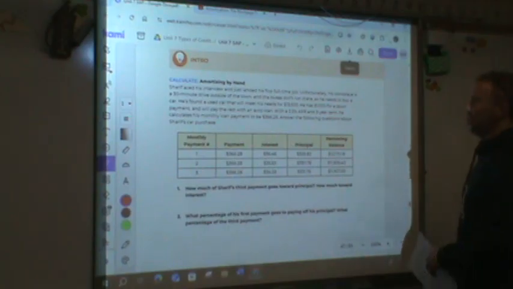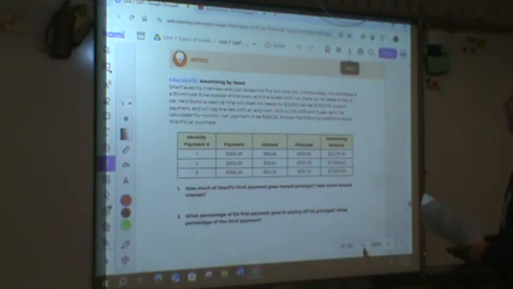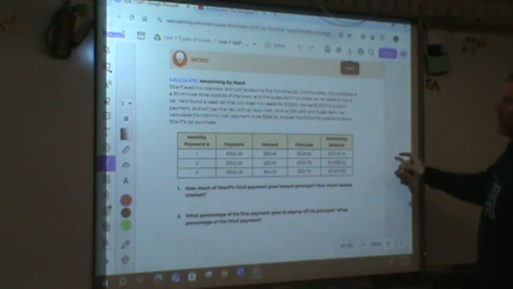Sharif just landed his first full-time job. Unfortunately, his workplace is a 30-minute drive outside of town, and the buses don't run there. So he needs to buy a car. He's found a used car that will meet his needs for $13,500. He has $1,000 for a down payment and will pay the rest in an auto loan. With 3.5% APR and a 3-year term, he calculates his monthly loan payment to be $366.28.